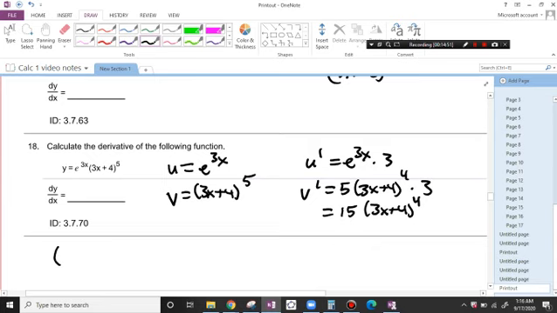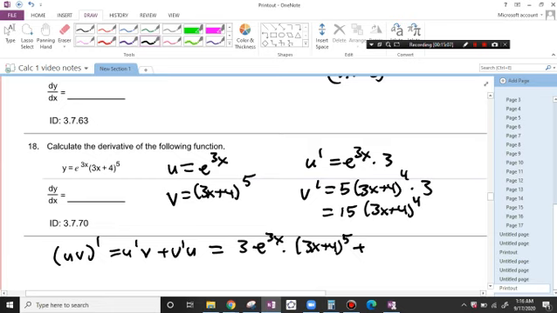The derivative of u times v is u prime v plus v prime u. In this case, it's u prime, 3e to the 3x, times v, 3x plus 4 to the 5th, plus v prime, which is 15 times 3x plus 4 to the 4th, times u, which is e to the 3x.